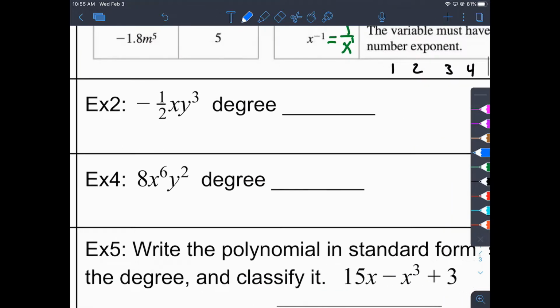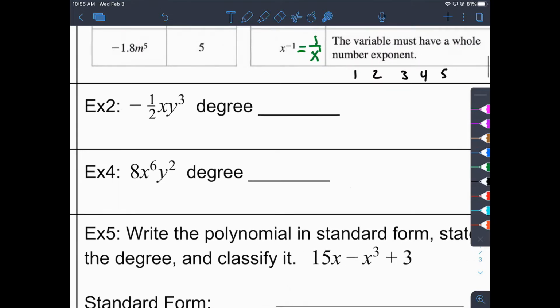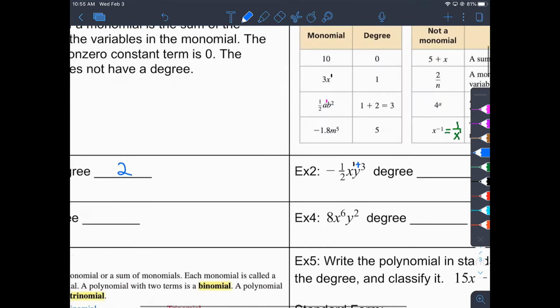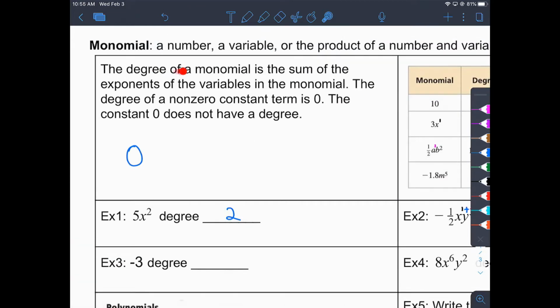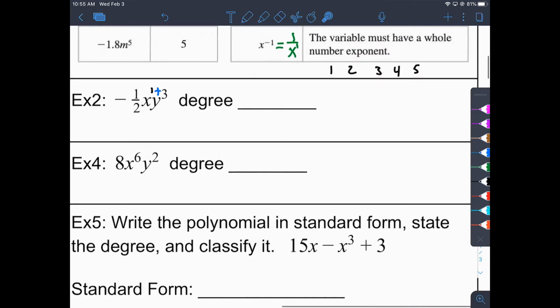Example 2. I again have a constant, -1/2. I have an x. What is its exponent? Well, it's not written, so we know that it is a 1. And then I have a y that is raised to the third power. So what's our degree? Well, it will be a combination or the sum of those two. Recall that that's what we said up here. The degree of a monomial is the sum of the exponents of the variables in the monomial. So 1 plus 3, that makes the degree a 4.